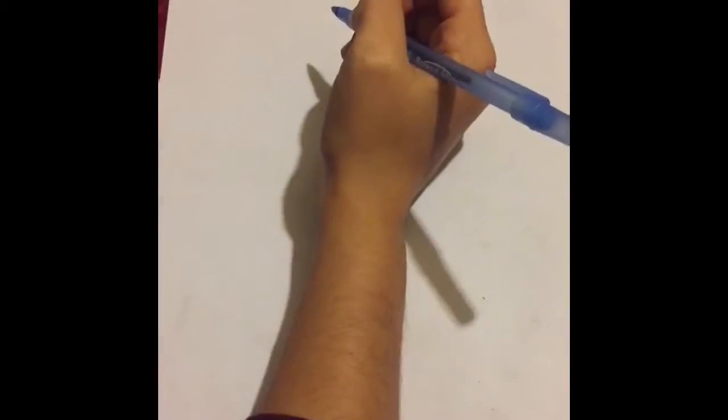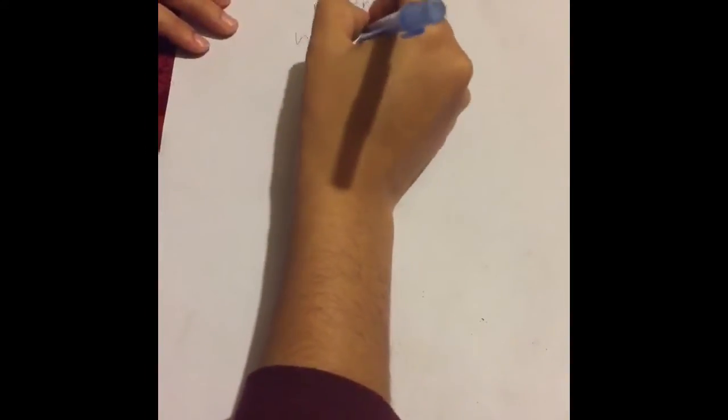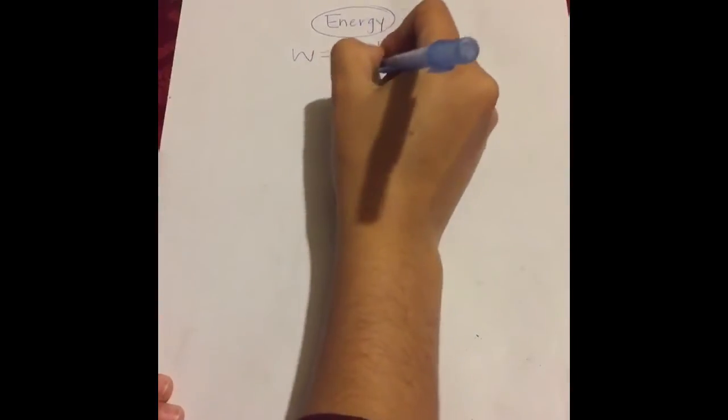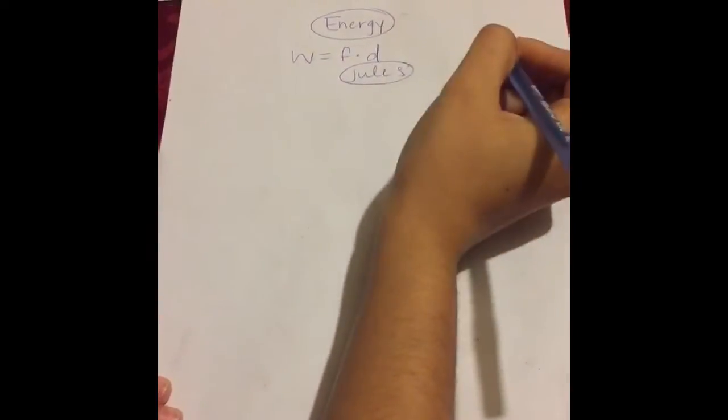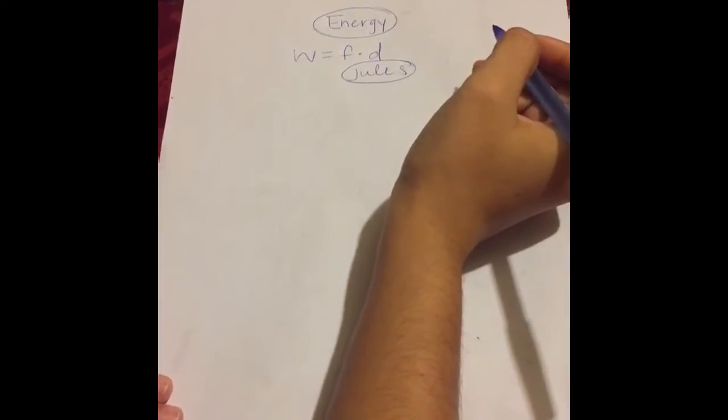Energy is the ability to do work. Work is force times the distance. So we measure work and energy both in joules. There is a law of the conservation of energy. That law states that energy can neither be created nor destroyed. Since energy can neither be created nor destroyed, it can be converted.